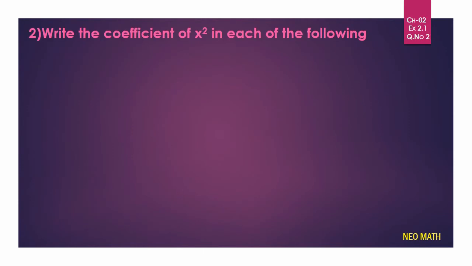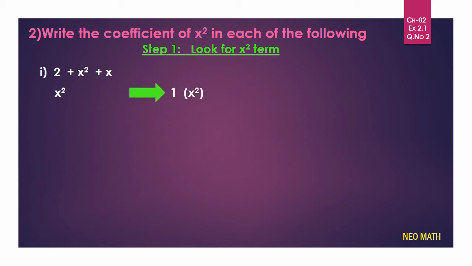Exercise 2.1, question number 2, write the coefficient of x square in each of the following. So in this question we have to write the coefficient of x square, that is the numerical part of the x square term. First question, 2 plus x square plus e x. The second term in this given polynomial is x square. So this x square can be written as 1 into x square. We know that variables with no number have a coefficient of 1. So the coefficient of x square is 1.